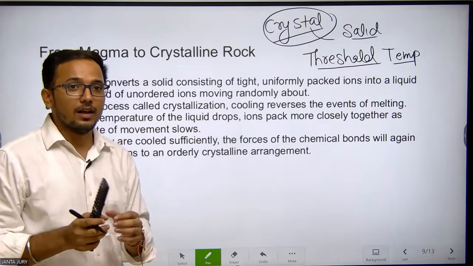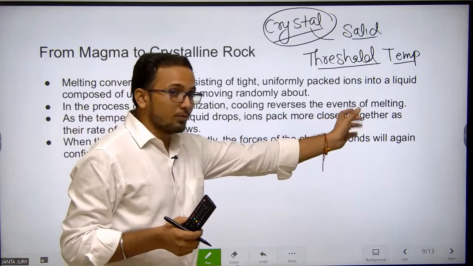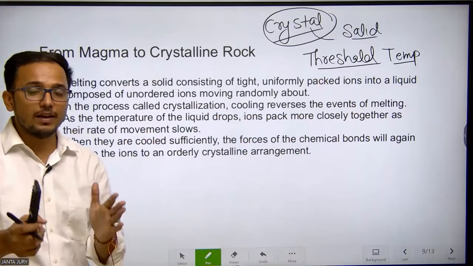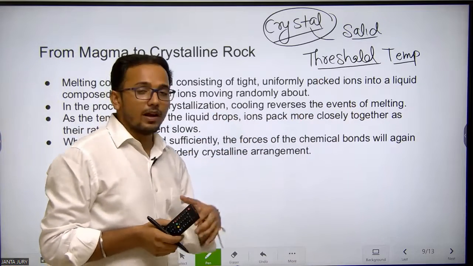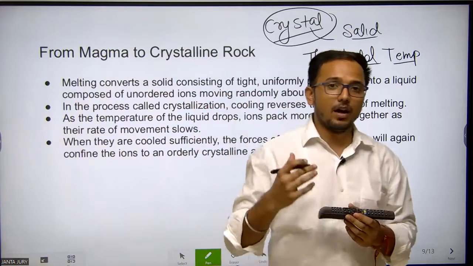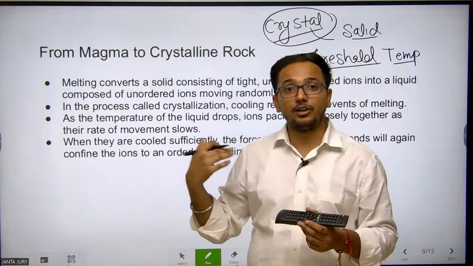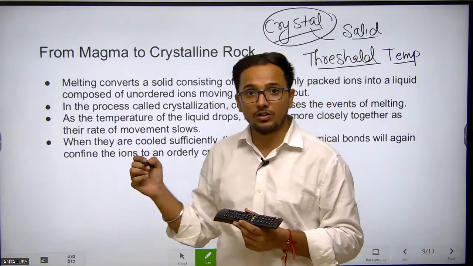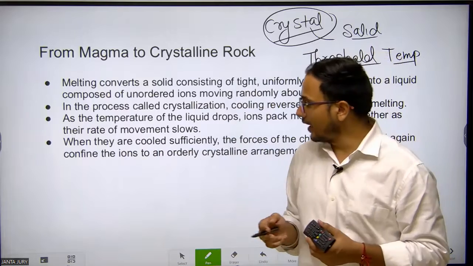But now we have to understand the process of crystallization. Now we will understand it in a very simple way: crystallization, or cooling, is the reverse of the events of melting. As the temperature of the liquid drops, ions pack more closely together, because if the temperature is high, ions have a very random and unordered movement. But whenever the temperature starts declining, they have a confined and restricted movement. So at one particular temperature, they will start bonding with each other.